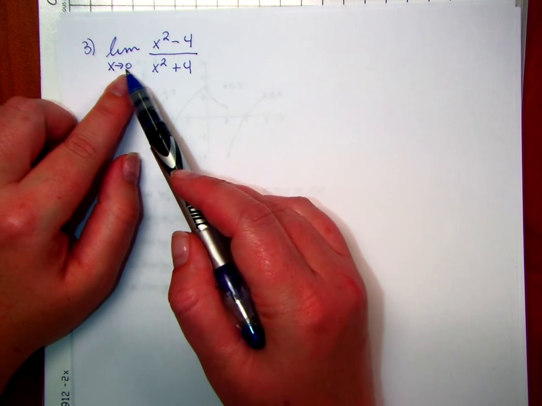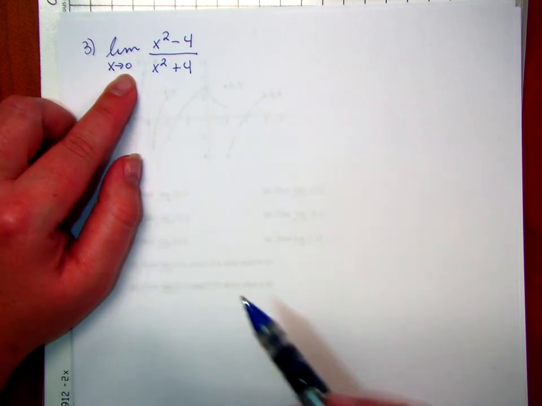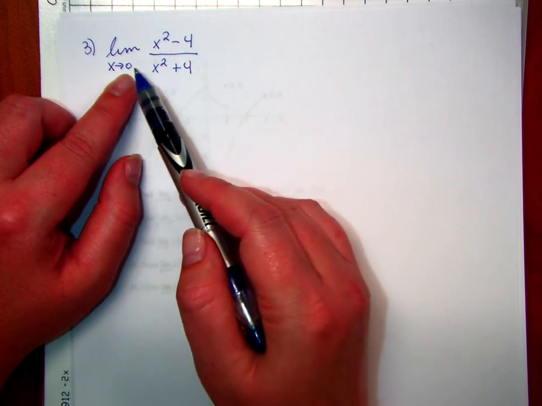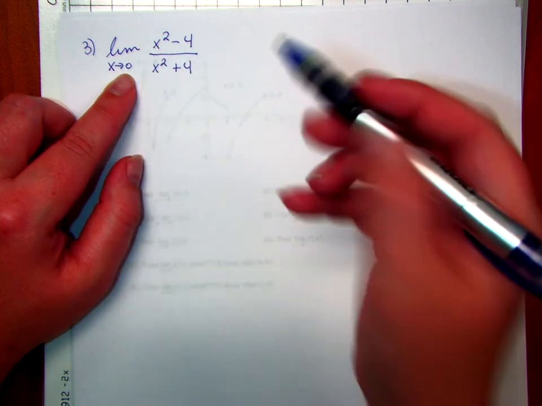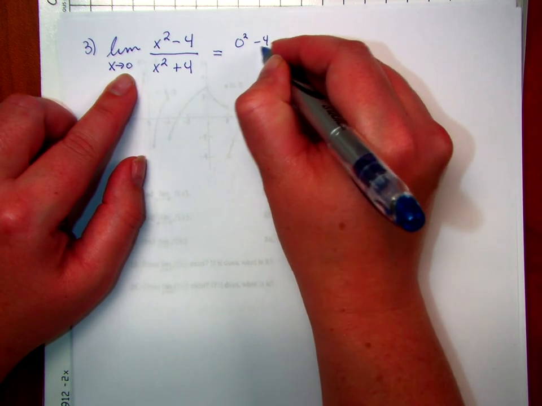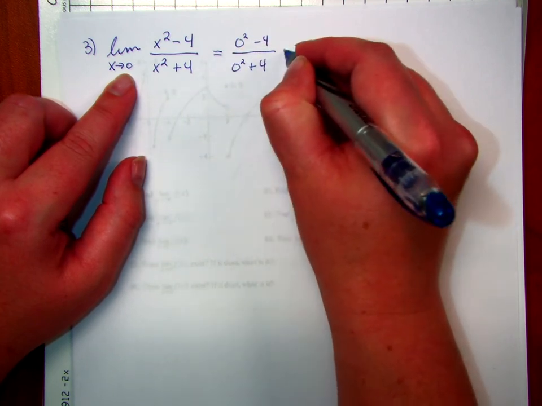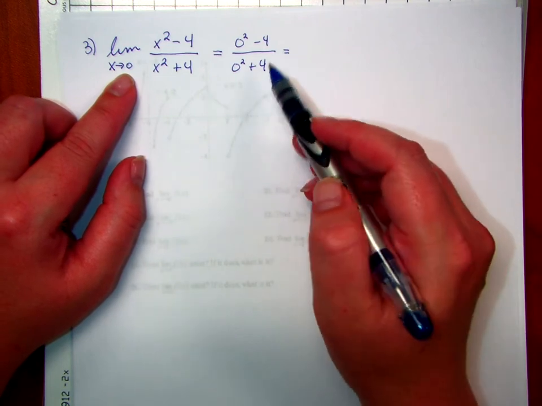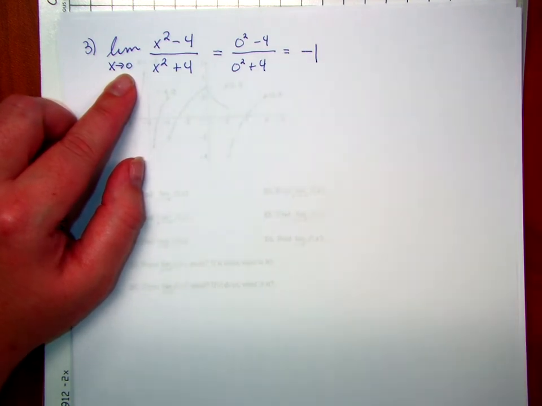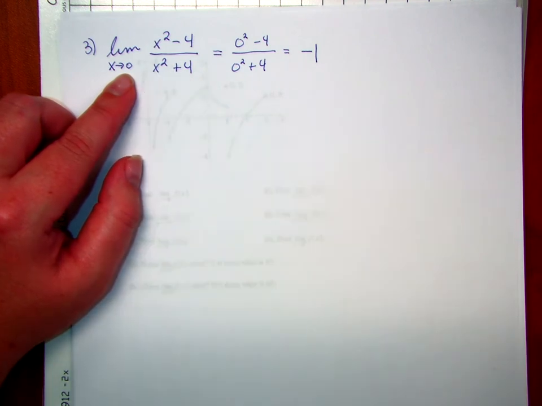So if I plug 0 in for x, will I be dividing by 0? No, I will not. So I can evaluate this limit just by plugging 0 in for x. I'm going to get 0 squared minus 4 divided by 0 squared plus 4. And so negative 4 divided by positive 4 is negative 1. So we can evaluate this limit just by plugging 0 in.